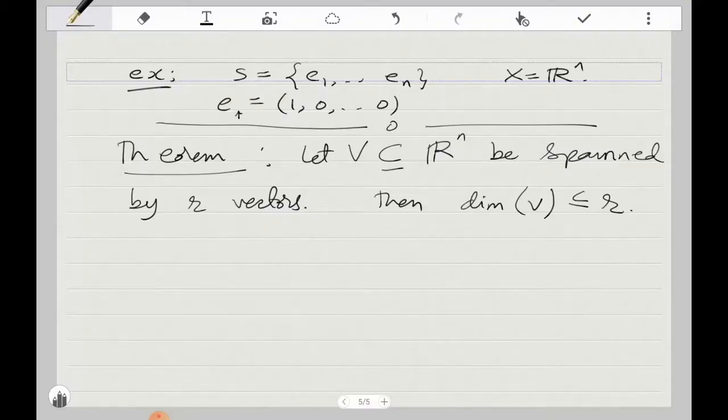Now the point here is that there's a fundamental relation between the number of vectors needed to span a vector space and the maximum number of linearly independent vectors inside that vector space. In fact, that's what this proposition is elaborating on: if a vector space can be spanned by R vectors, then there cannot be more than R linearly independent vectors inside the space.